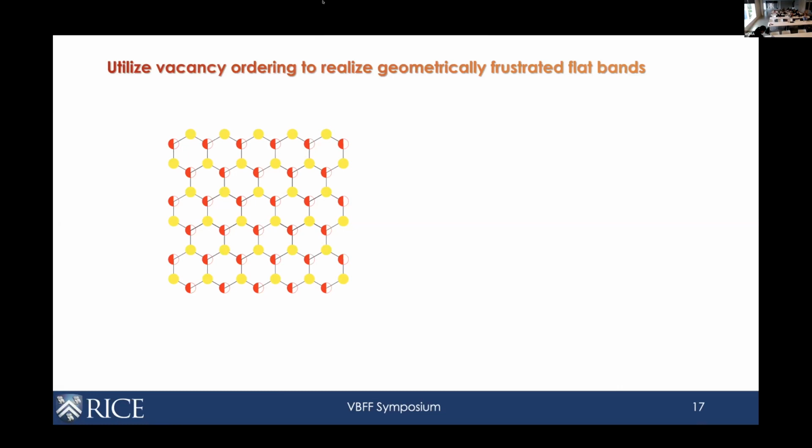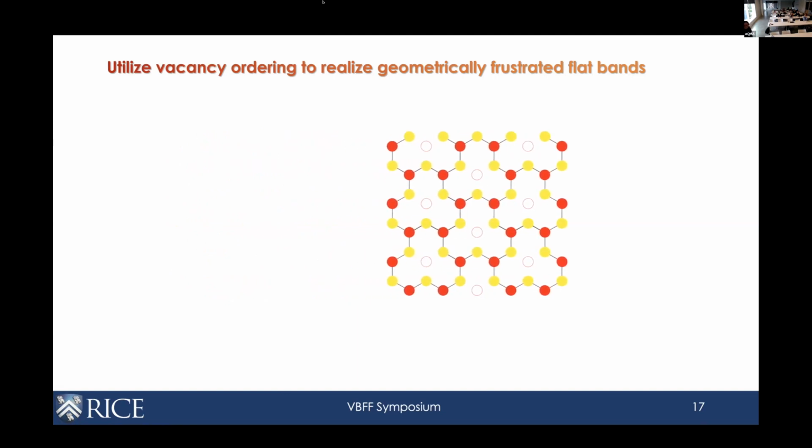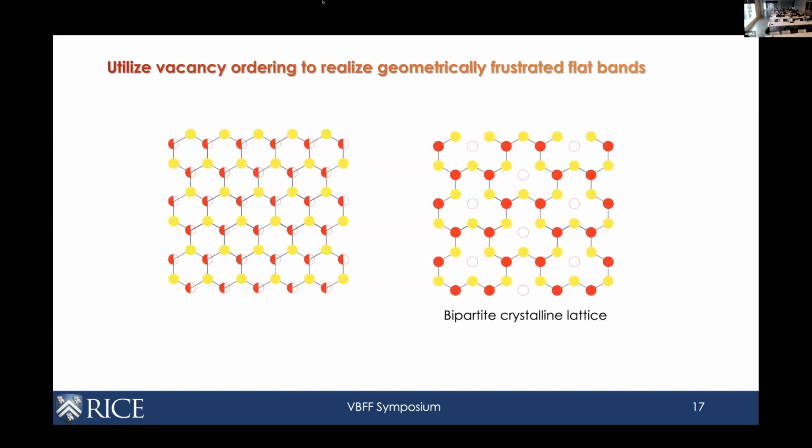If you think about punching some holes on this lattice, and you punch it in an ordered fashion, you can actually change the crystal symmetry and create something that's called a bipartite lattice. Bipartite lattice means that the nearest neighbor hopping is always between the two different sublattices. And for some subset of bipartite crystal lattices, you can actually also get flat bands. I'll try to talk about that in a bit.